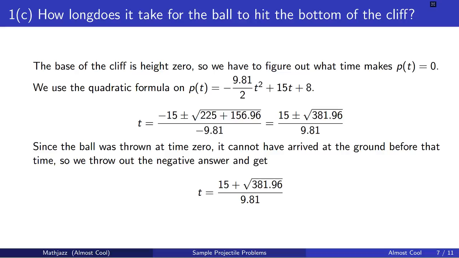This is a projectile motion equation, and before the ball is thrown, it's not in projectile motion, so the equation does not describe the movement before time 0. Therefore, we throw out 15 minus the square root of 381.96 all over 9.81, because the square root of 380 something is bigger than 15, so 15 minus that number is negative, and that means that time is before the ball was thrown, so before the equation applies. We throw out the negative answer, we get t equals 15 plus the square root of 381.96 over 9.81. That is the time at which the ball hits the bottom of the cliff.